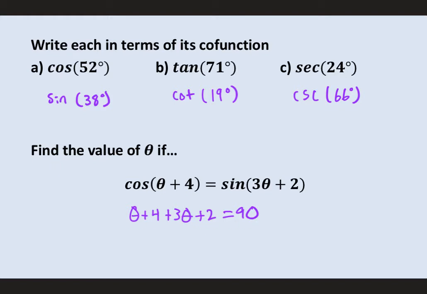So 3 theta plus theta is 4 theta plus 6 equals 90. Subtract that 6 over, we get 4 theta equals 84. Divide by 4, you get theta equals 21 degrees. So in order to make this a true statement, make sure that the cofunctions are actually equal. This theta in here would have to be 21 degrees.